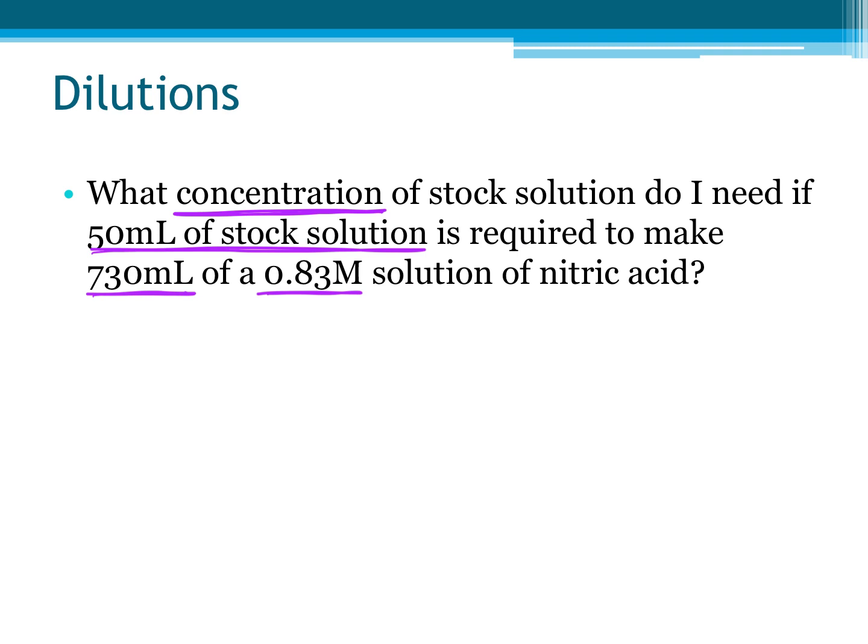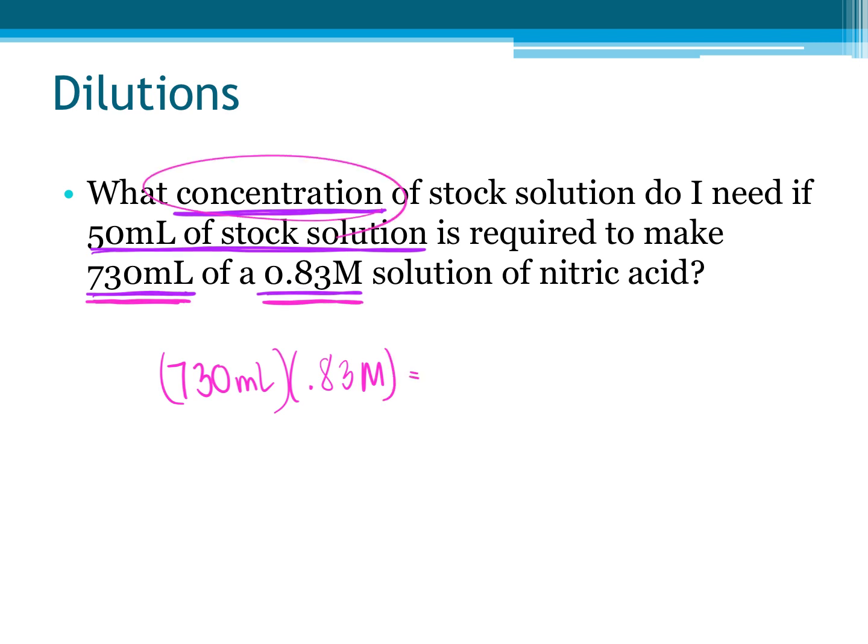Okay, what do I want to have? I want 730 milliliters of 0.83 molar solution. So those things have to go together, right? Because that's like my final. Okay, these are both in milliliters, aren't they? I'm just going to leave them in milliliters. So I'm going to take 730 milliliters times my concentration, 0.83 molar, equals, I want to know the concentration of my stock solution. So C2 would be my variable, right?